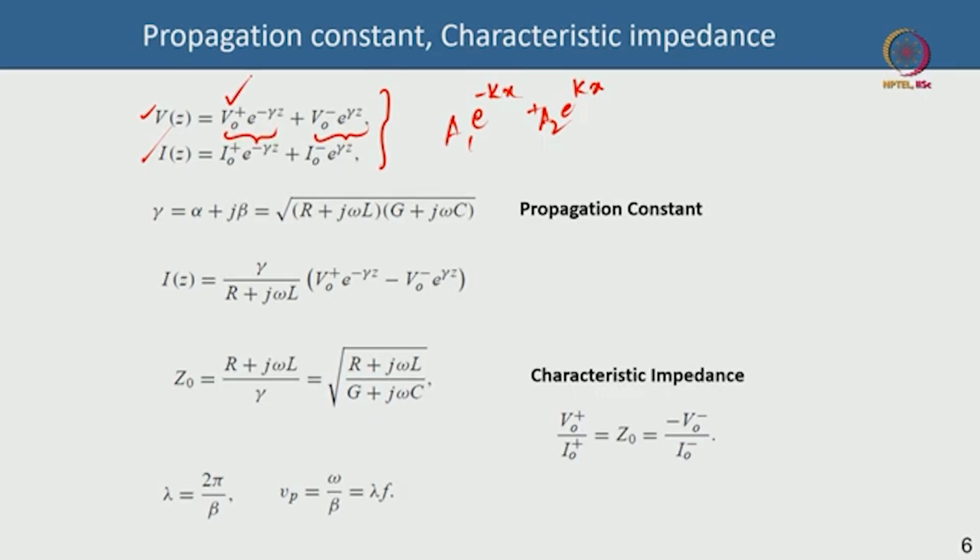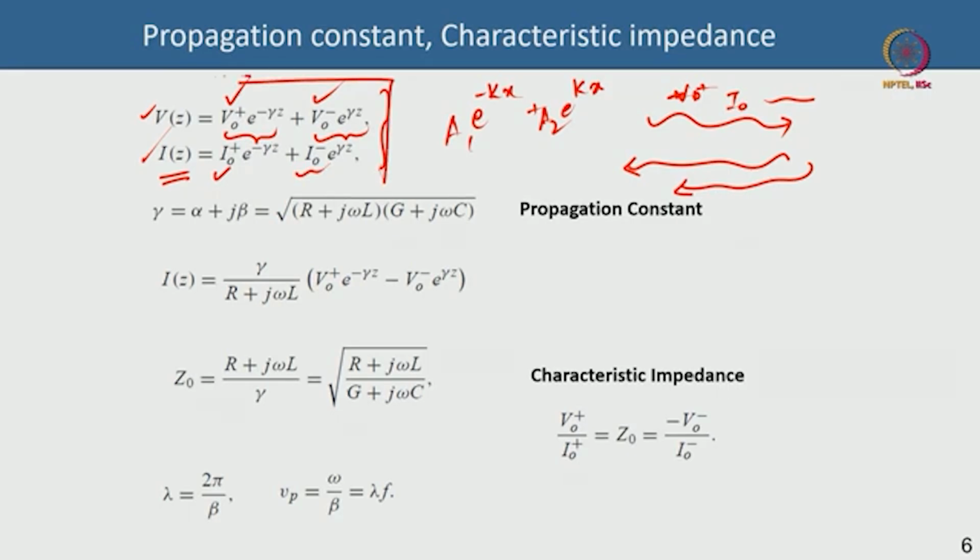V naught plus refers to the voltage wave that is incident on the load, or the line, and V naught minus is the voltage wave that is reflected. Because it is an electromagnetic wave, there is always going to be something incident and something bouncing back. Of course, that will transmit also on the other side. Similarly for current, you have impedance, the incident current I naught plus, and a reflected current I naught minus. These equations tell you the voltage and the current as a function of Z, the position on the transmission line.